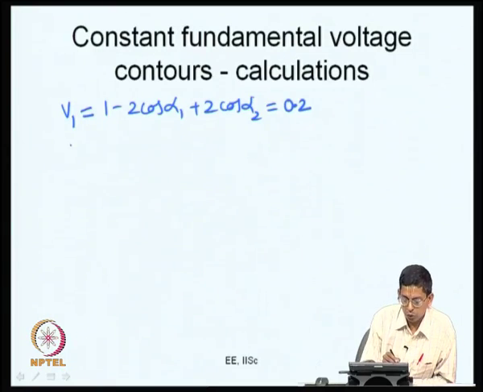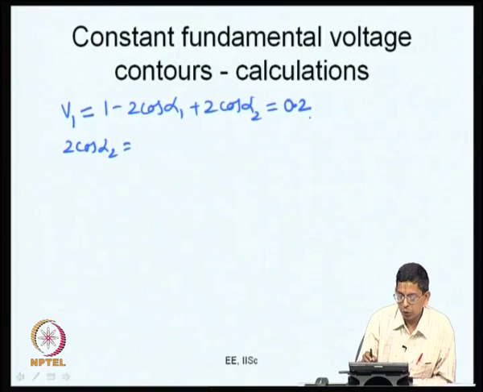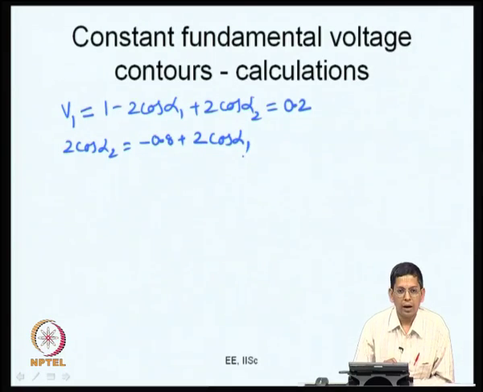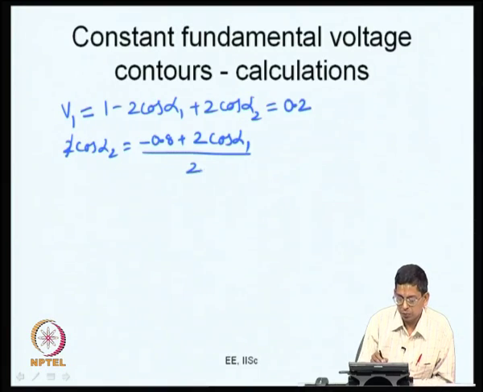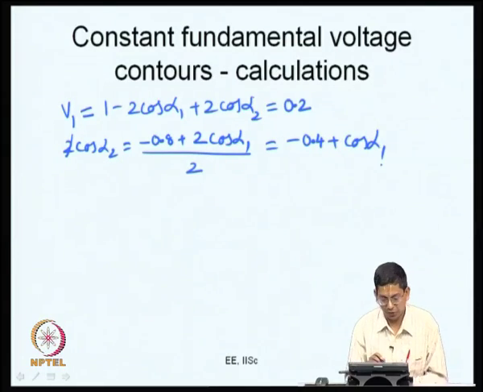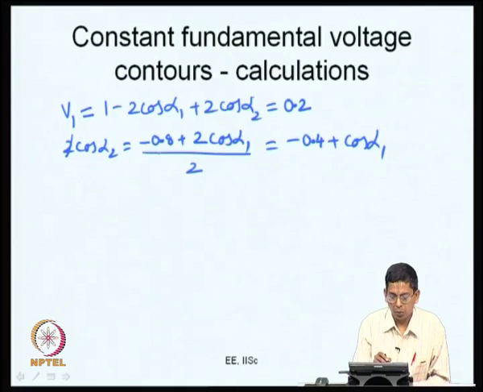So your 2 cos alpha 2 is now 0.2 minus 1, which is minus 0.8, plus 2 cos alpha 1, and your cos alpha 2 is the whole thing divided by 2, that is minus 0.4 plus cos alpha 1. I hope I am not making any mistakes here. So it is 0.2, 0.2 minus 1 is minus 0.8, minus 0.8 plus 2 cos alpha 1, the whole thing divided by 2.